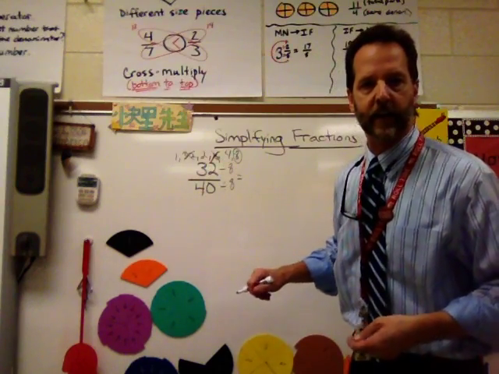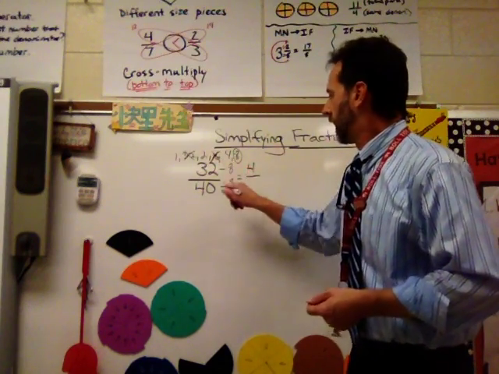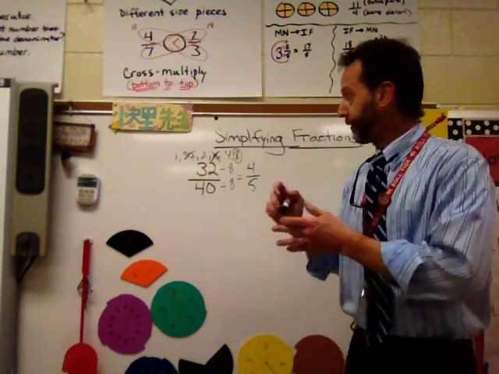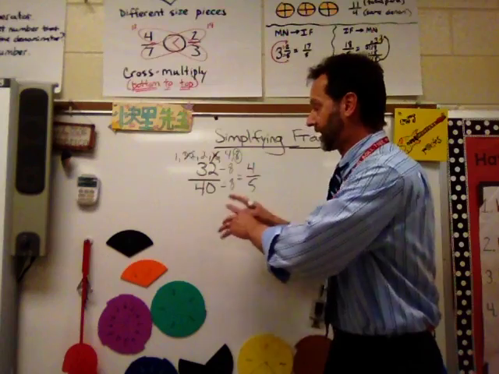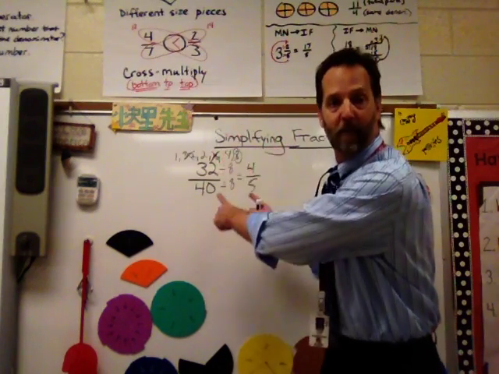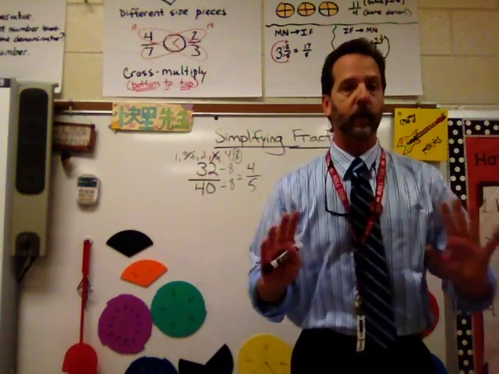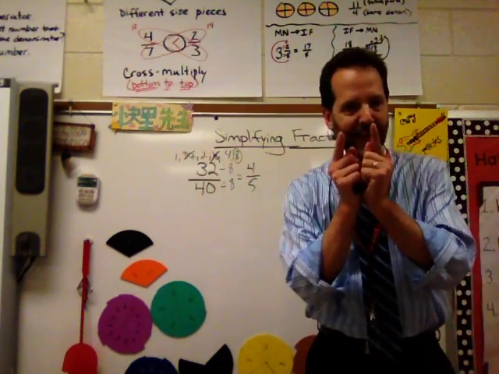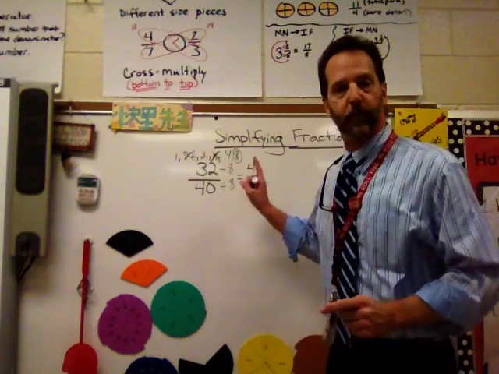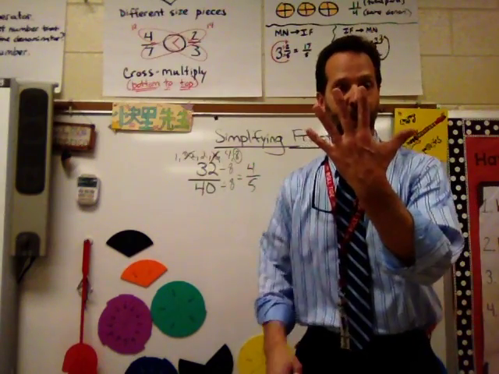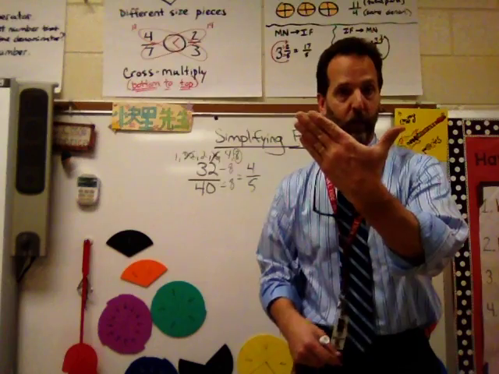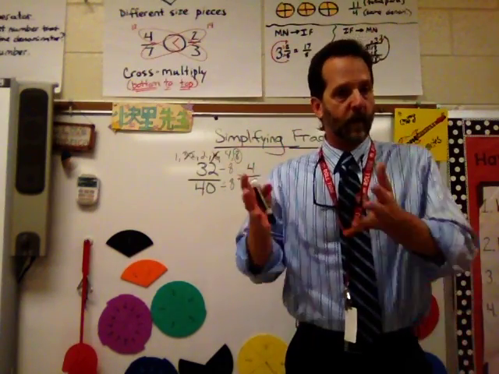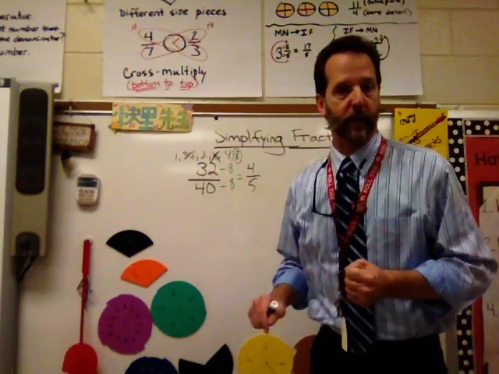32 divided by 8 is 4. 40 divided by 8 is 5. And now I can understand 4/5 a whole lot better than 32/40ths. They're the exact same amount. The only difference, these are in 5 big pieces and these are in 40 little bitty pieces. It's a lot easier for me to understand 4/5. Hey, I got 5 fingers, there's 4 of them. That's what it would be. This many out of the total. Okay? A lot easier for me to understand 4 out of 5 than 32 out of 40.